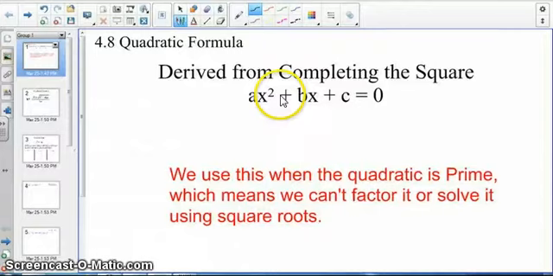Today we are going to use a formula to solve quadratics. That formula is called the quadratic formula. We got this quadratic formula by deriving it from completing the square. We use this when the quadratic is prime, so that means we cannot factor it or solve it using square roots. And actually, the quadratic formula will work every single time to solve a quadratic.